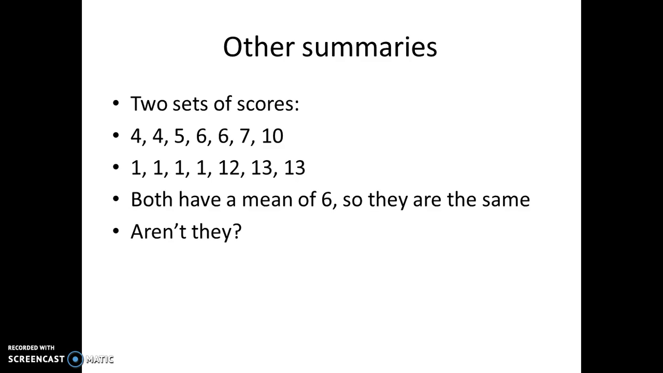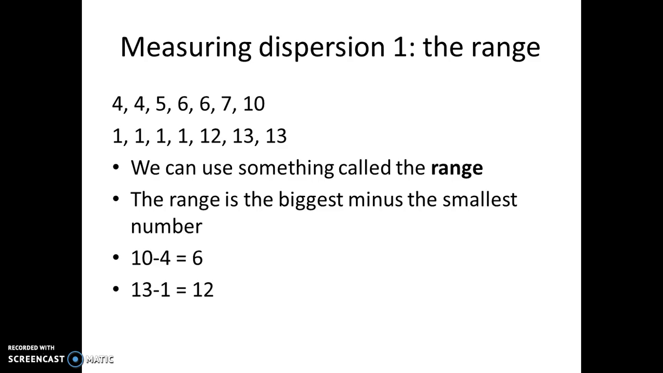We've got two sets of scores here, 4, 4, 5, 6, 6, 7, 10, and 1, 1, 1, 1, 12, 13, 13. And if we find the average of these, find the mean of these, we end up with 6. And that may or may not be a nice typical way of capturing the numbers there. But there's something missing. We're getting a feeling for the similarity of all these numbers, the typicality, but we're not getting a feeling for the diversity. So we need to try and find ways of capturing the diversity.